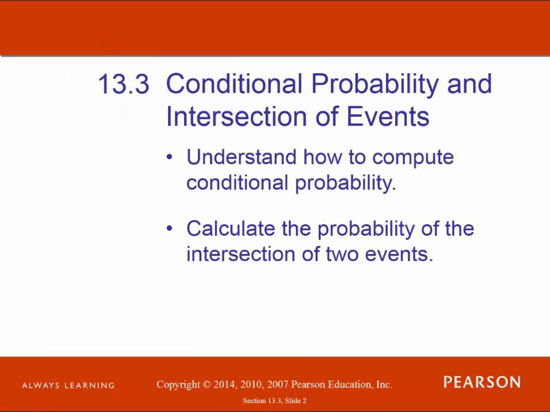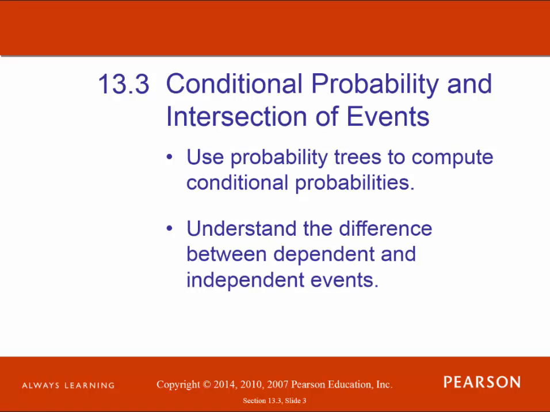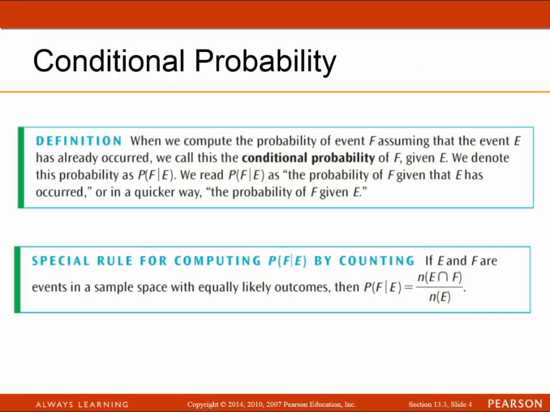So we have four objectives. We're going to understand how to compute conditional probability. We're going to calculate the probability of intersection of two events. We're going to use probability trees to compute conditional probabilities, and then we're going to understand the difference between dependent and independent events. So the first thing is conditional probability.